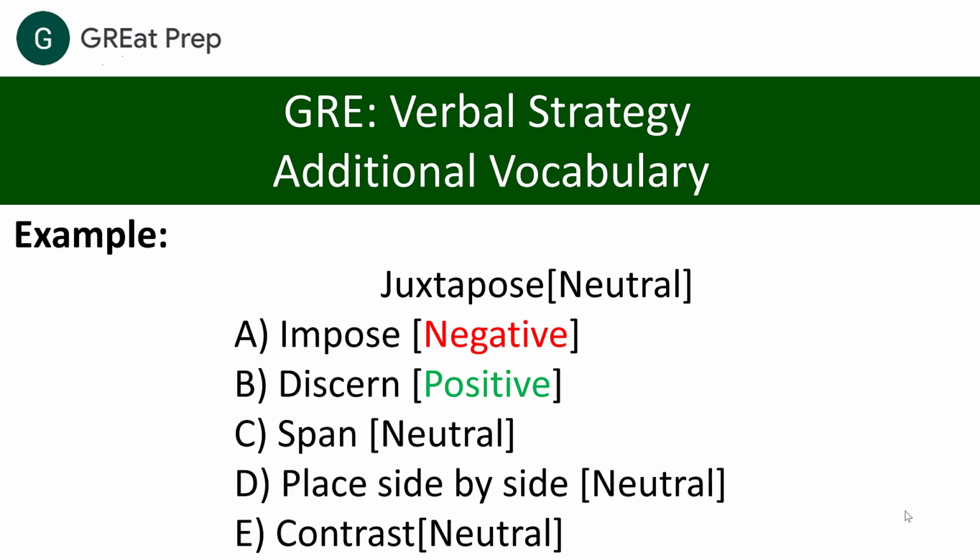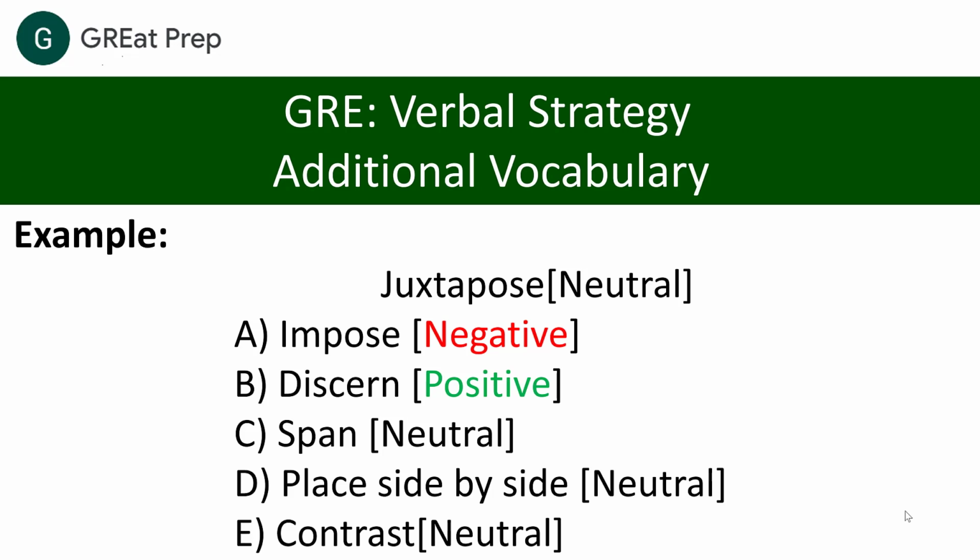And as you go through the list, you'll also find that you can label each word to be positive, negative, or neutral. Impose is negative, discern is positive. So from the process of elimination, you can get rid of these two choices right away. And that's where step 3 of your strategy really helped. Now you're left with 3 more choices, C, D, and E. Let's move on to strategy 4.